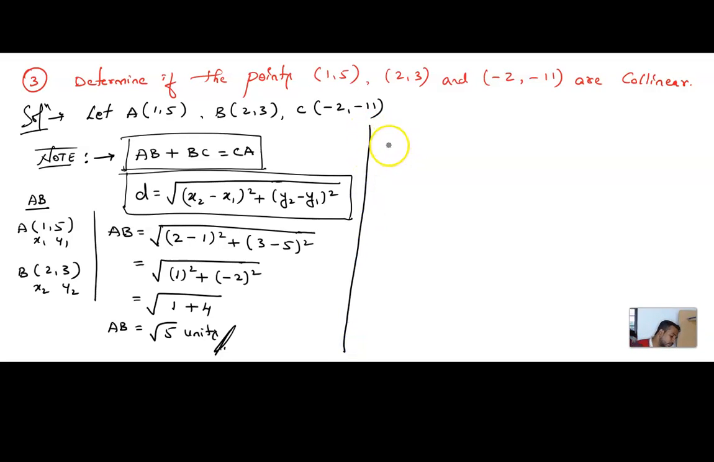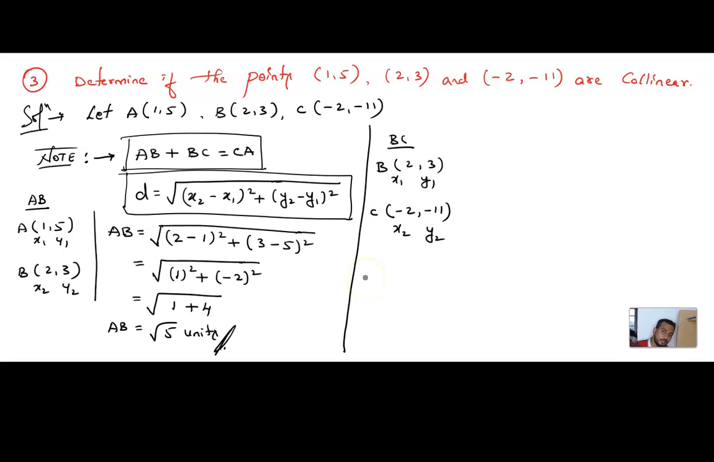So we have done AB. Now we find BC. What are the coordinates of B? That is (2, 3). What are the coordinates of C? That is (-2, -11). So this is x1, this is y1, this is x2 and this is y2.